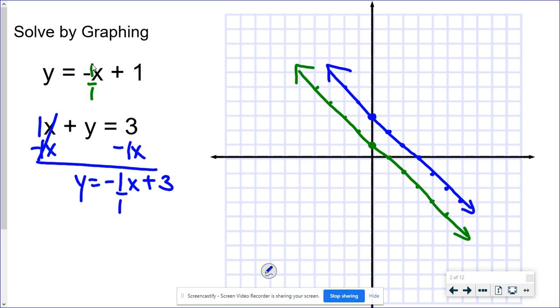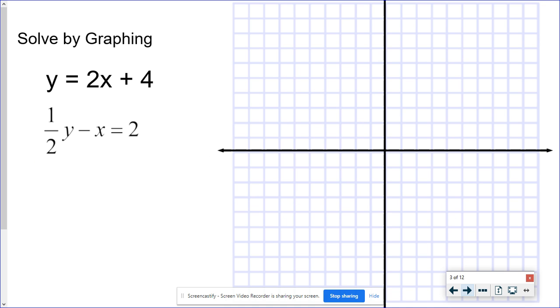Since they don't share any points, and remember the solution is the point or points that they share, that's what we're going to use for our symbol. Remember, you can write out no solution if you want to, but that's faster.